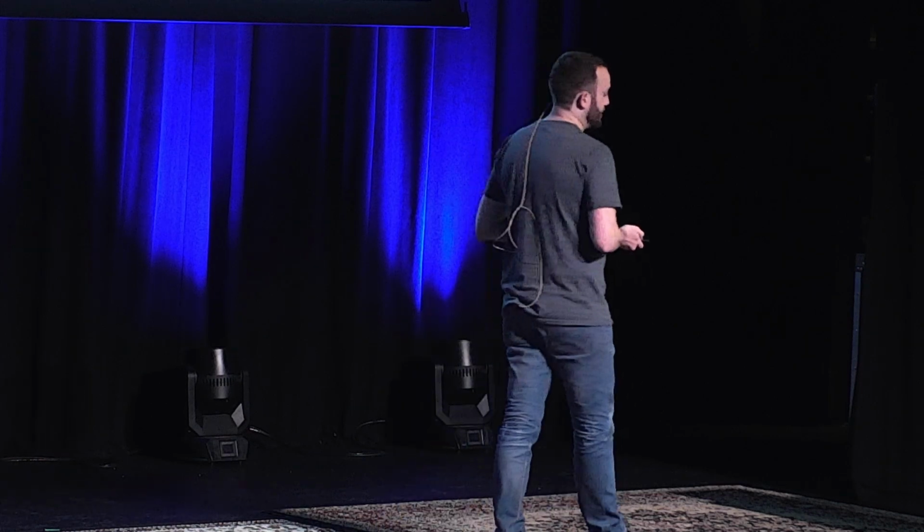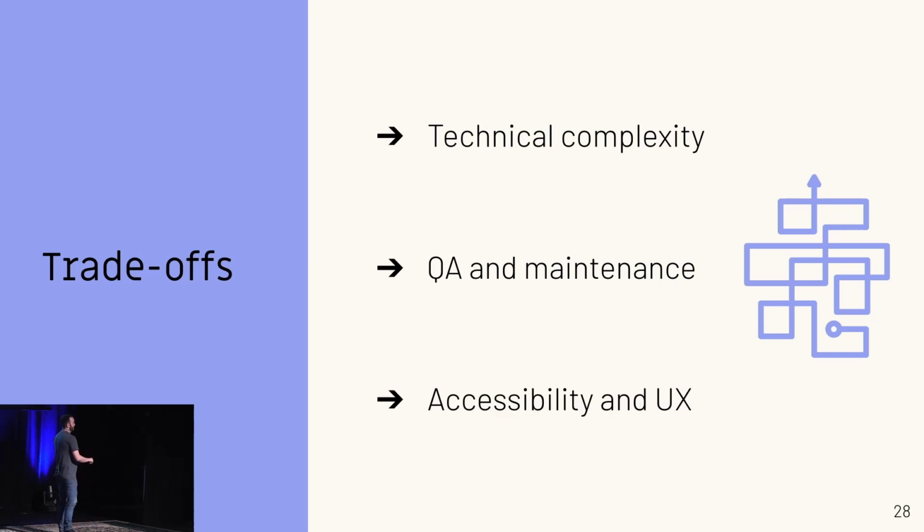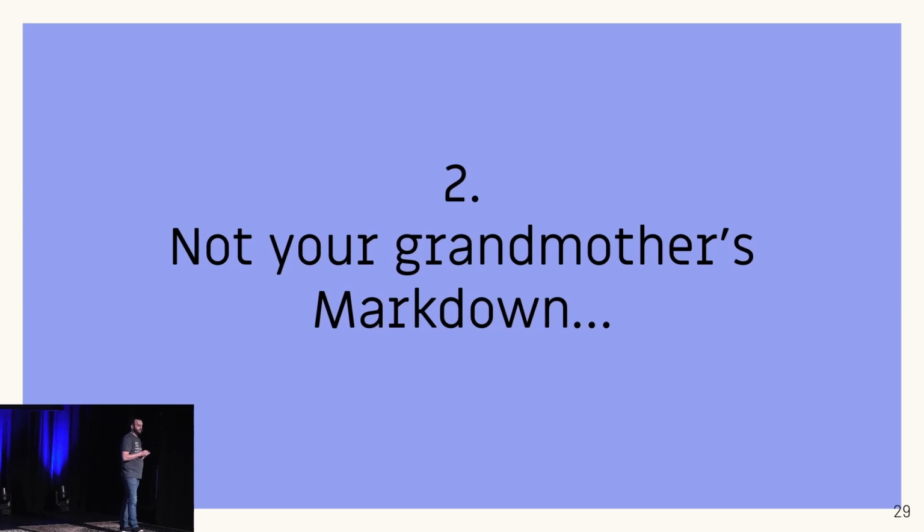But there are trade-offs. You're adding complexity, which adds learning curve. You need to make sure that it works on all kinds of different browsers. There's a maintenance element. You now have code that's executing. What happens if the library updates? And you need to consider accessibility and what the experience is going to be like for your end user.